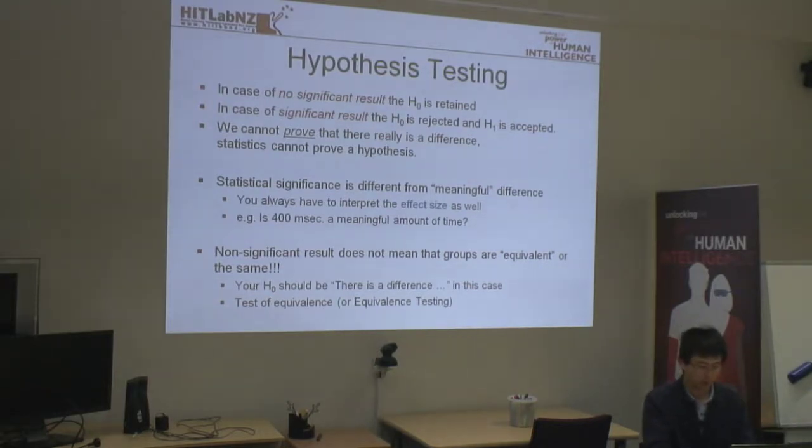So be careful when writing up your paper, saying that since the p-value was higher than 0.05, we can conclude that interface A and B are the same. We cannot say that. We just say we didn't find evidence of them being different.